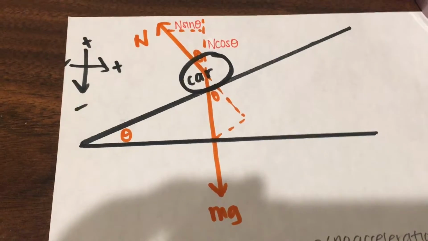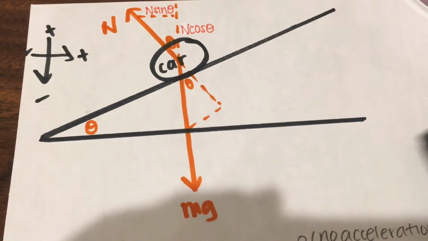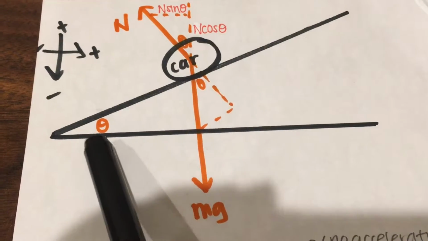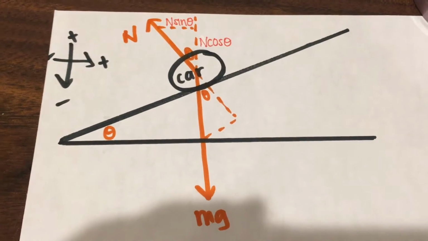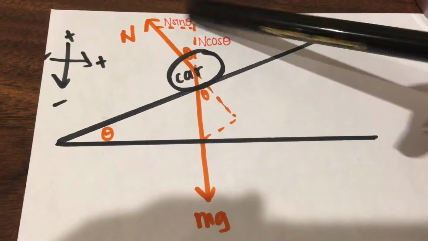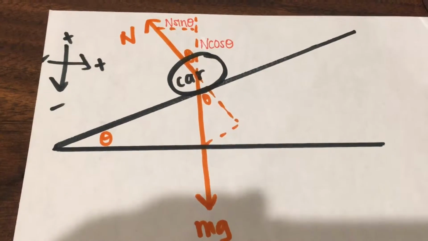So we're going to start off this problem by drawing a diagram. So we have a ramp and we have a car, and we know that this angle is theta. Next, we're going to draw all the forces acting on the car, which are weight, and then normal force, which is perpendicular to the surface the car is on, which is the ramp.